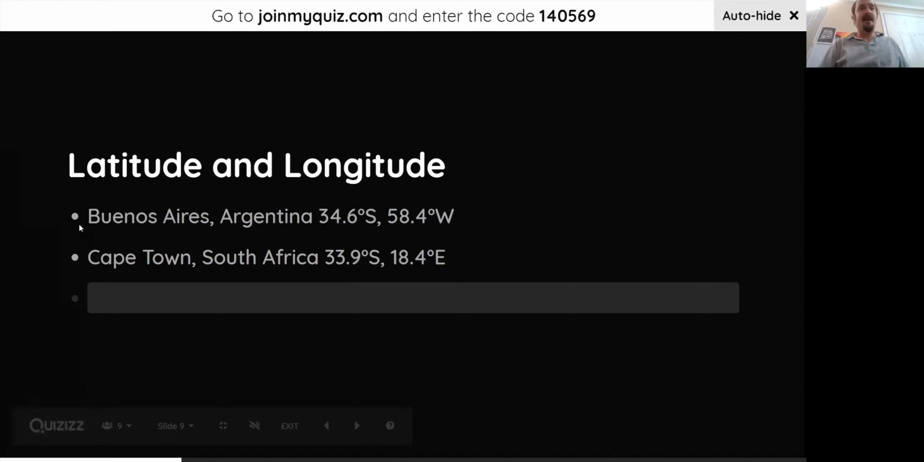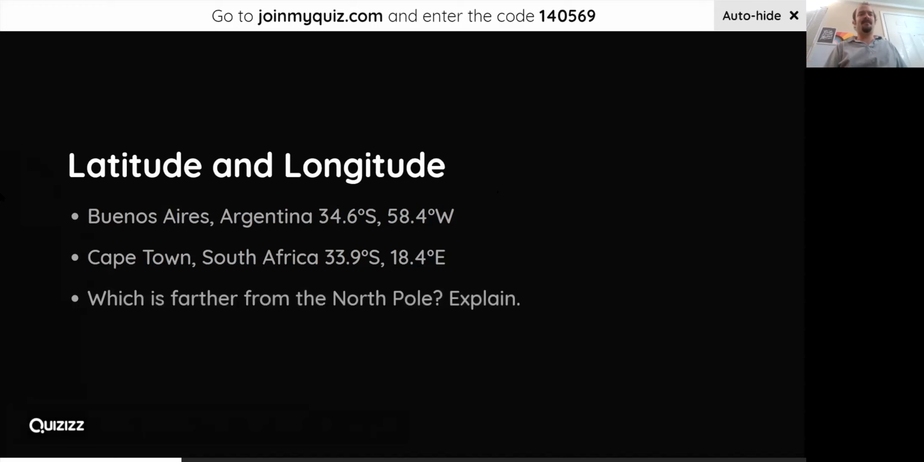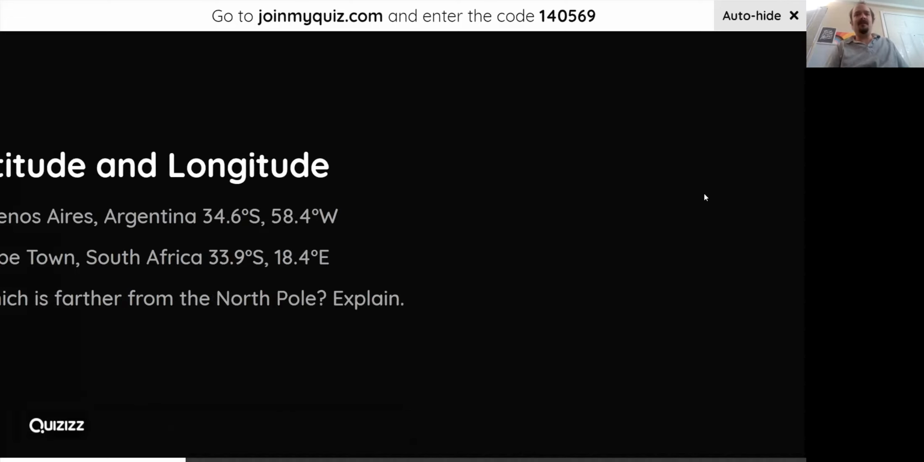And so now the question that they're going to ask next is which is farther from the North Pole? And so hopefully you're thinking north and south. Hopefully you're not thinking east and west when they ask you something about the North Pole, right? So we want to know which one is further, the 34.6 or the 33.9. And so that should be the next question.